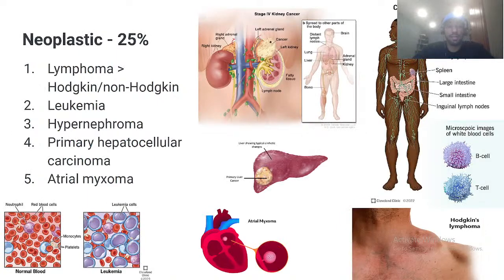So the second major category is neoplastic, which constitutes 25% of the fever of unknown origin. Especially we can see here the lymphomas, especially Hodgkin and non-Hodgkin lymphoma, that can lead to this fever of unknown origin. Also, we can see patients who suffer from leukemia, patients with hypernephroma, patients with primary hepatocellular carcinoma, and also atrial myxoma.